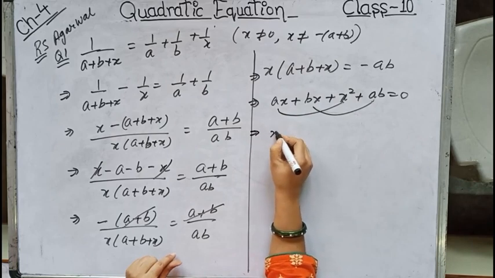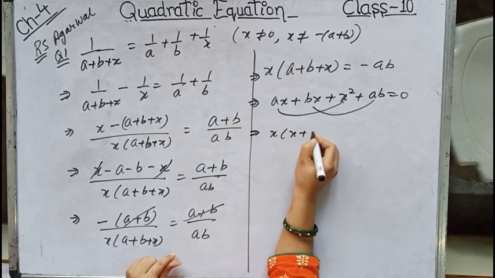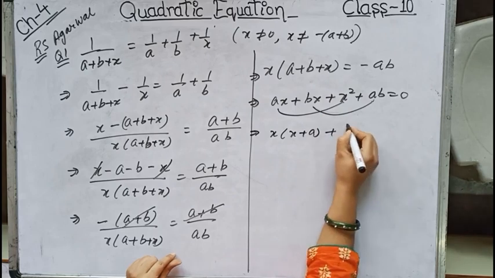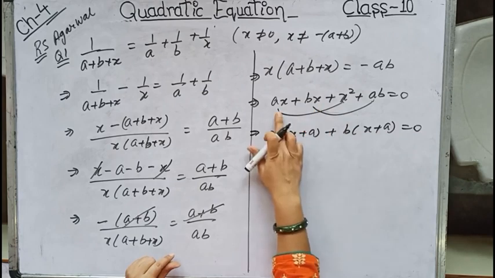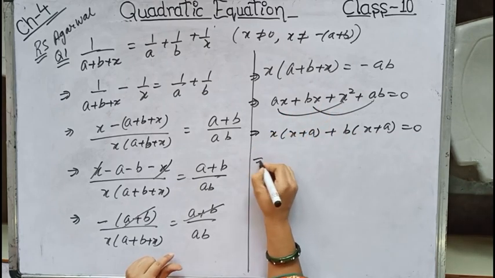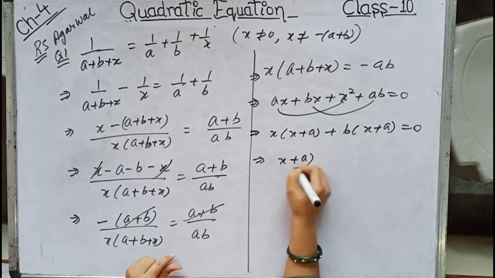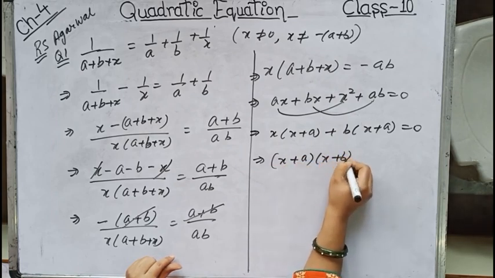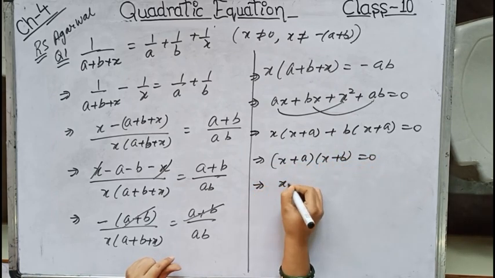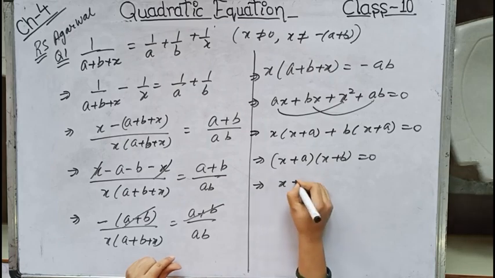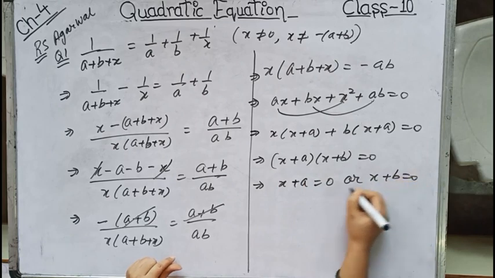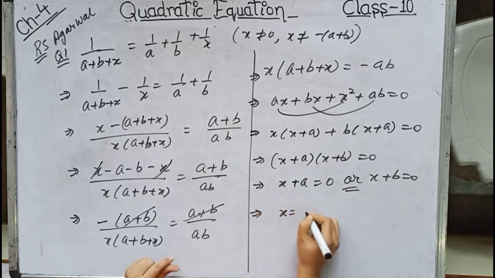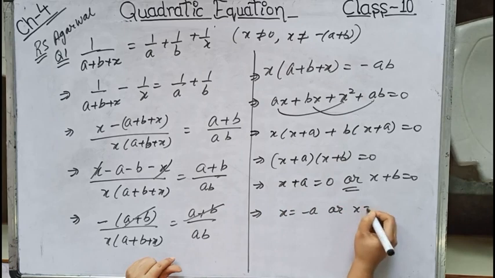So over here x is common, so what is left? x plus a. And in this, what is common? b, and left is x plus a, equals 0. You can arrange it also at one place. So this implies x plus a and x plus b equals 0. This implies x plus a equals 0 or x plus b equals 0. This implies x equals minus a or x equals minus b, and this is the answer.